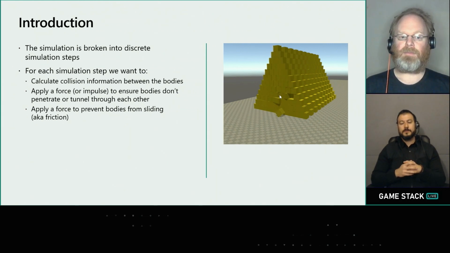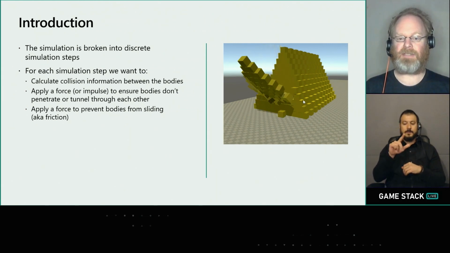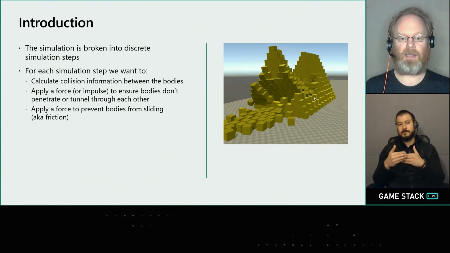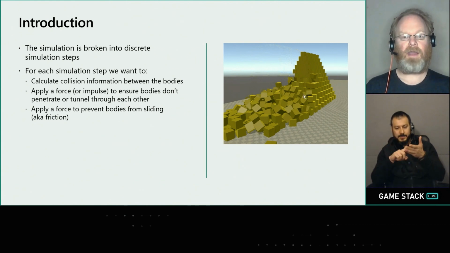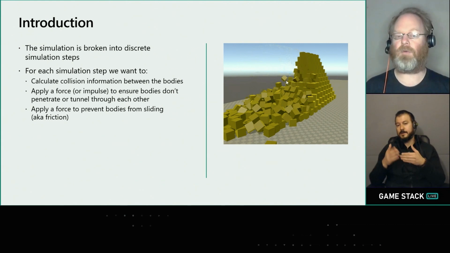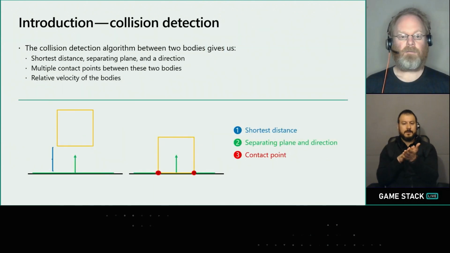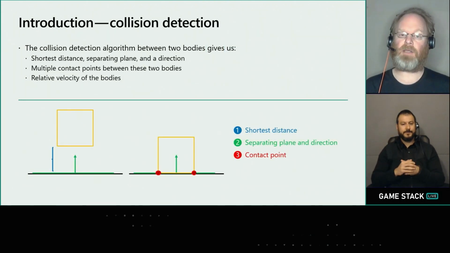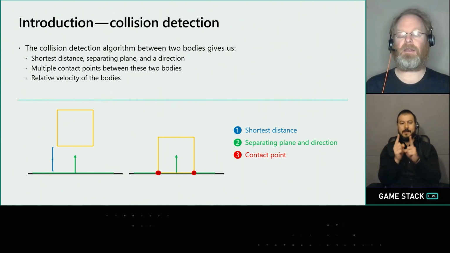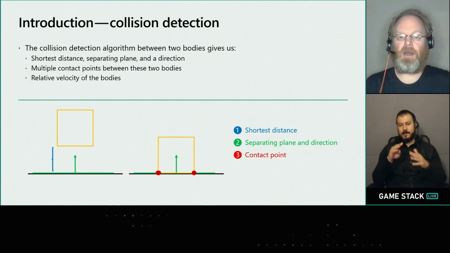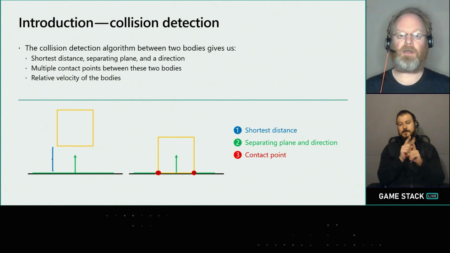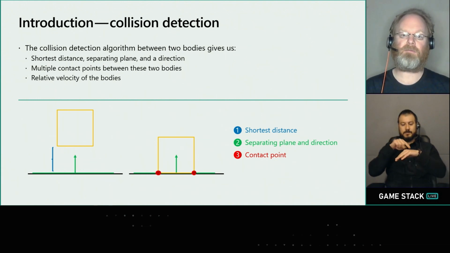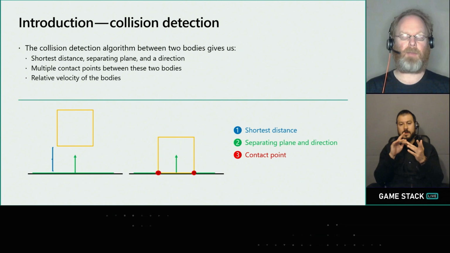Any simulation can be broken down into a series of steps, usually maybe about 60 every second, and it's going to involve collision detection, collision resolution, and then at the end of that, we're going to apply other forces like friction. For the collision detection step, we're going to get information like the shortest distance between the two bodies that are colliding, a separating plane and direction that the body should stay on the correct side of, and a contact point or a number of contact points that should be used in terms of positions on those bodies that we should be applying forces.